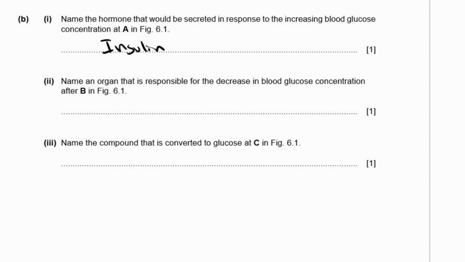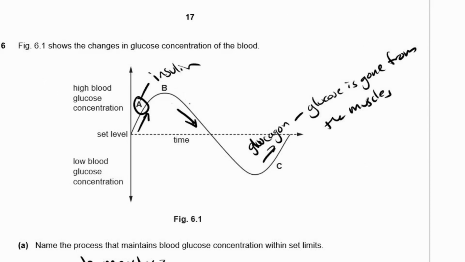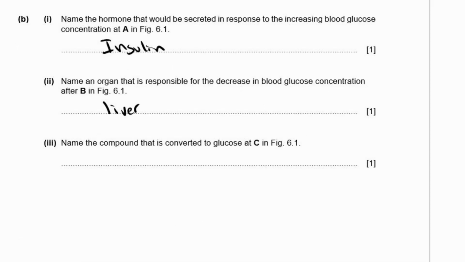2. Name an organ that is responsible for the decrease in blood glucose concentration after B in figure 6.1. The organ that does this can be 3 things. You can either say it's the liver, because the liver stores glucose as glycogen. Or you can say it's muscles, because the muscles increase respiration in response to insulin. And you could say it's the pancreas, because the pancreas produces the insulin. All of those are responsible for the decrease in blood glucose concentration, but only one. I'm going to say the liver.